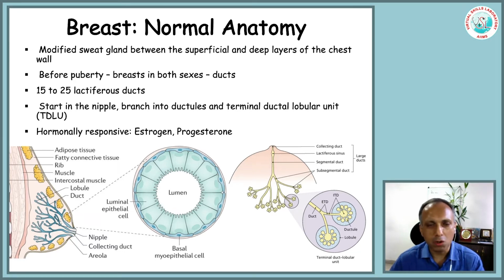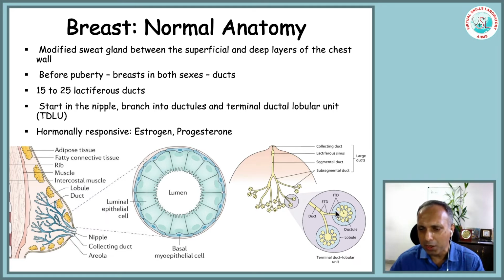So if you look at a mature breast, it comprises around 15 to 20 lactiferous ducts which originate in the nipple. They branch into ductules and culminate ultimately into what are known as terminal duct lobular units. So in this diagram, you can see that each of these 15 to 20 ducts which I talked about comprise collecting ducts. Then there is a dilated portion in the duct just below the nipple, which is known as the lactiferous sinus, where milk is stored.